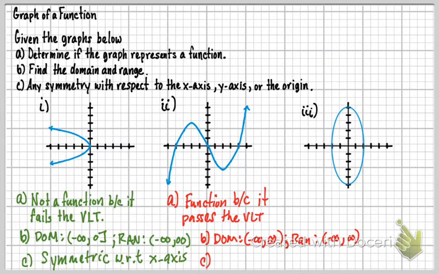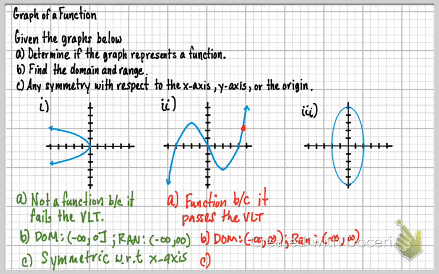Okay, now part C. C says, is there any symmetry? Now, if I take any point, and let's say I flop it over the x, that means I'm going this same distance and I'm putting it over here. And I can see that I'm not on my graph anymore. So that tells me that it's not symmetric with respect to the x-axis.